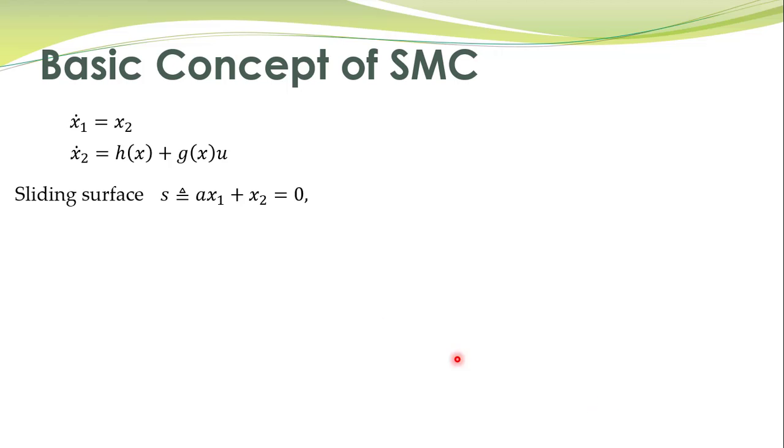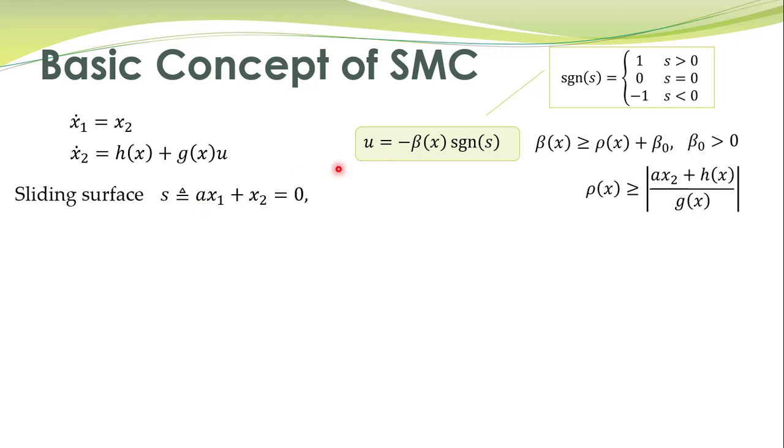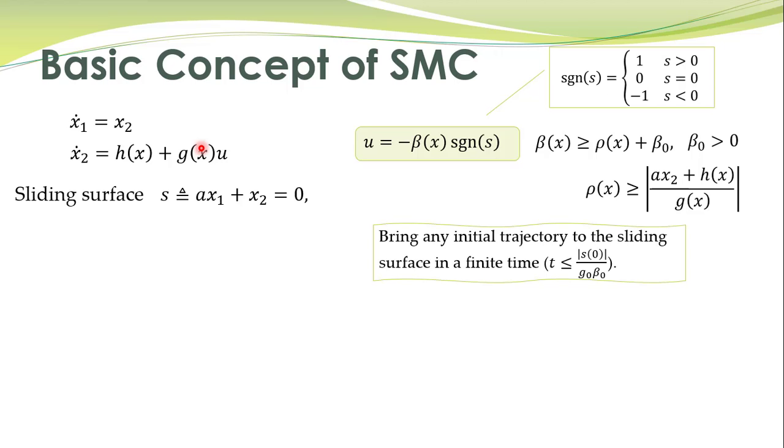To summarize, we had taken this nonlinear function, we had defined some sliding surface where a is some positive constant, and by changing a we can control the convergence rate. We have also proved that this control law will bring any initial condition to the sliding surface, and it will also take finite time for the trajectories to reach the sliding surface. We have proved this as well, that it will take finite time for any initial conditions to reach the sliding surface.